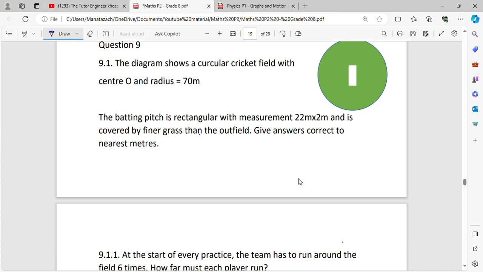Today we'll be doing grade 8 mathematics paper 2 focusing on perimeters. So let's start with today's lesson. The diagram shows the circular cricket field with a center O and radius 70 meters. The batting pitch is rectangular with measurements 22 by 2 meters and is covered by a finer grass than the outfield. Give answers correct to the nearest meter.